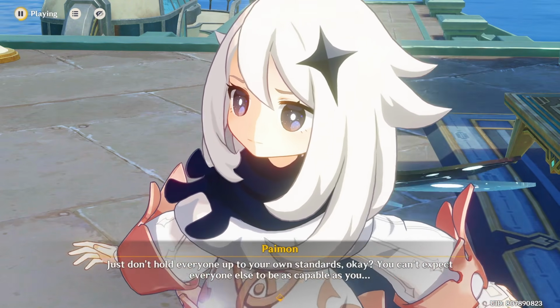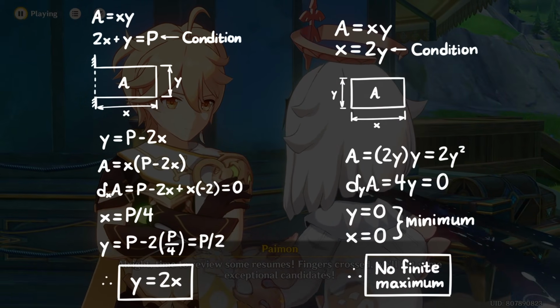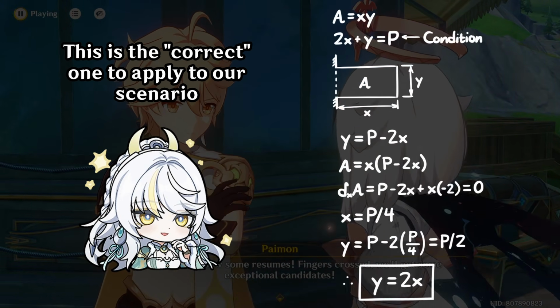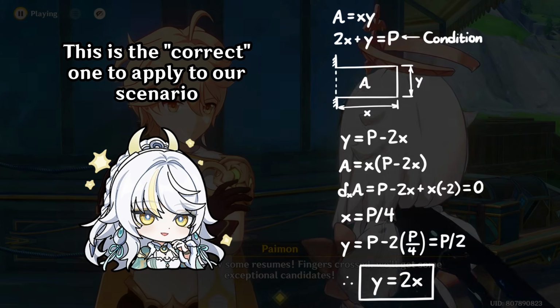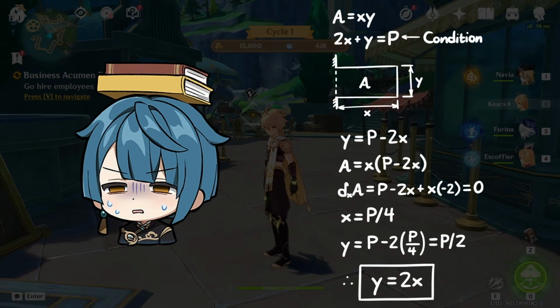Like, here's the thing. You bring up an area optimization problem, and the correct condition is that 2x plus y is equal to the perimeter. However, in the context of Genshin, what the heck does the perimeter even represent?